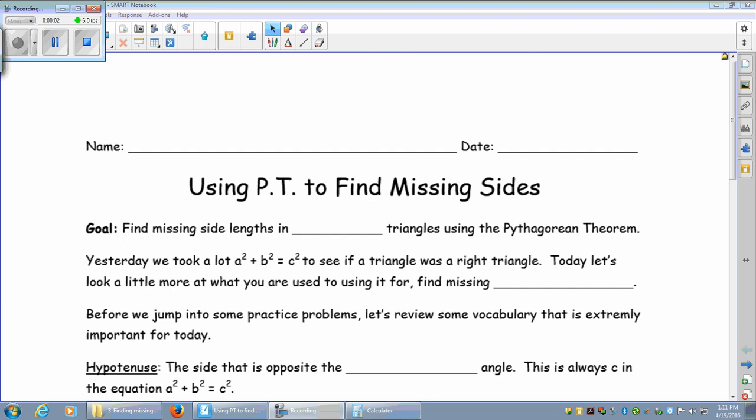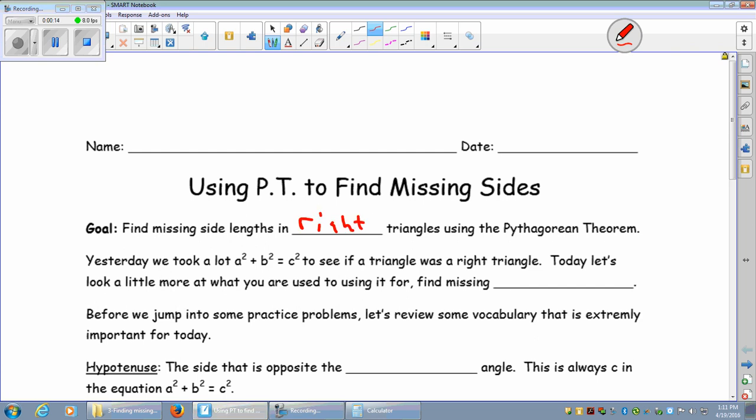Alright guys, these notes are going to be all about using the Pythagorean theorem to find missing sides. Our goal for these notes is we are going to find missing side lengths in right triangles. Remember, this is the only one that it works for this chapter, using the Pythagorean theorem.